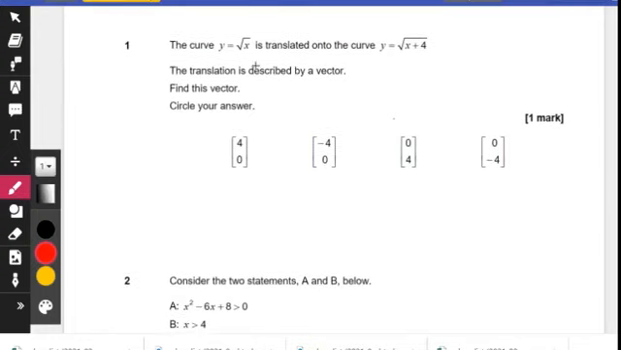So first question, y equals square root of x has been translated. They've already told us it's a translation onto the curve y equals the square root of x plus 4. This one is just a knowledge question. So we've gone from f of x essentially to f of x plus 4. We know that when the transformation affects the x, we do the opposite. So it's going to be this one here.